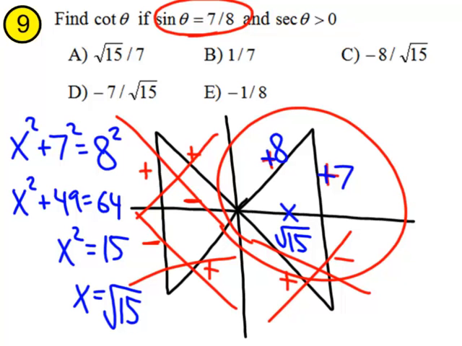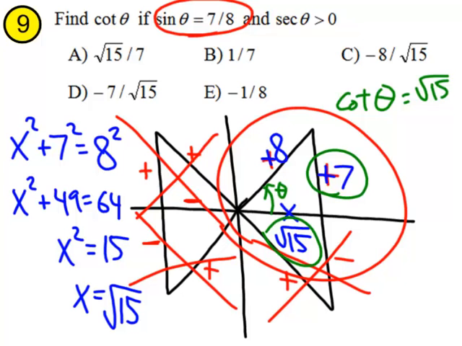And if I'm doing cotangent of theta, where this is theta right here, I'm doing adjacent over opposite. So adjacent, square root of 15, over opposite, 7. That would be my cotangent. That means option A is our answer.